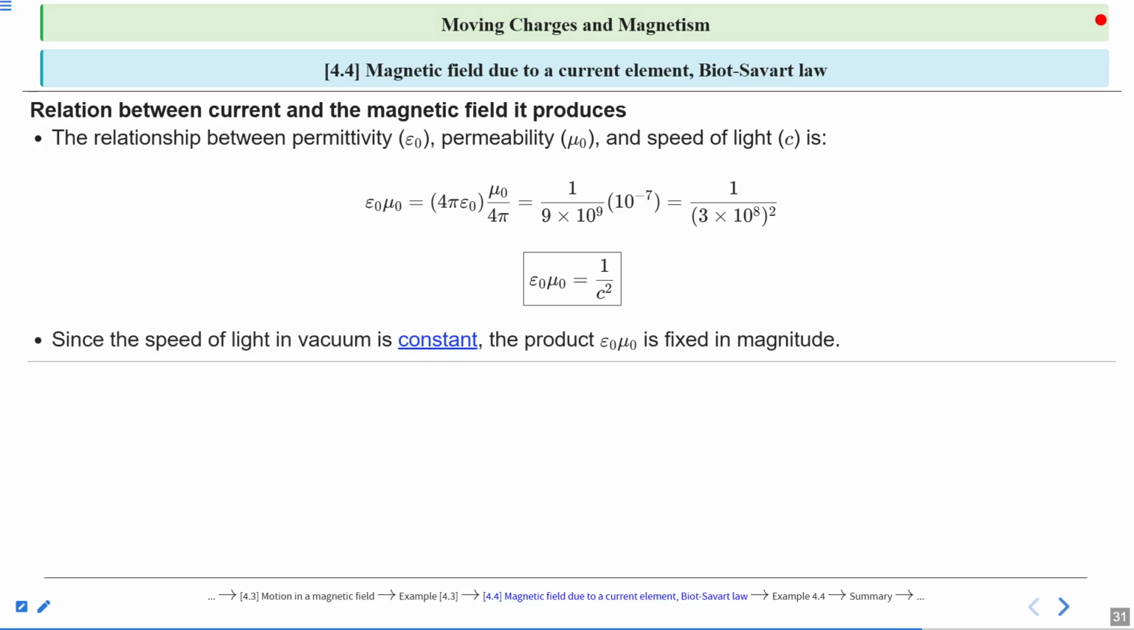Since the speed of light in vacuum is constant, the product of epsilon naught and mu naught is fixed in magnitude also. So this is the relation. This relation will be used in your 8th chapter, electromagnetic waves. Okay.